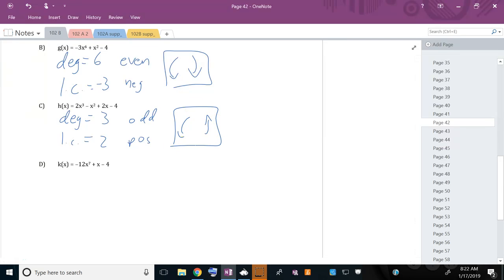And finally, k of x is negative 12x to the seventh plus x minus 4. So my degree is 7, that's odd. And my leading coefficient is negative 12, which is negative. So it will be going up on the left and down on the right. Again, if we want to check these, or if we forget, we can graph these functions on our calculators.